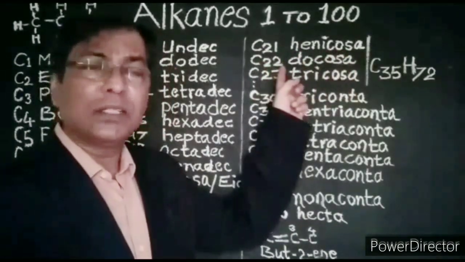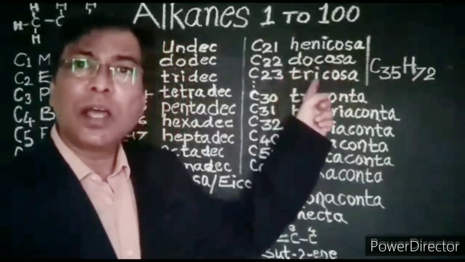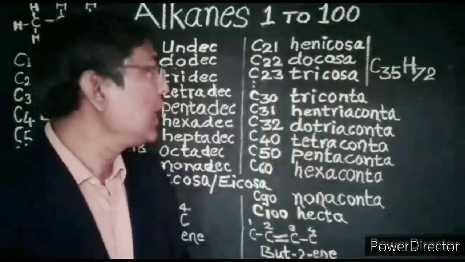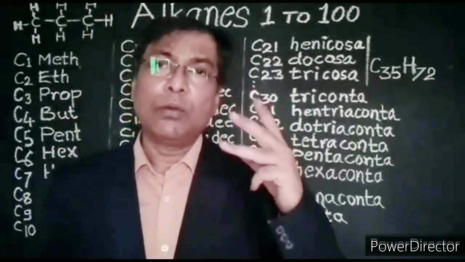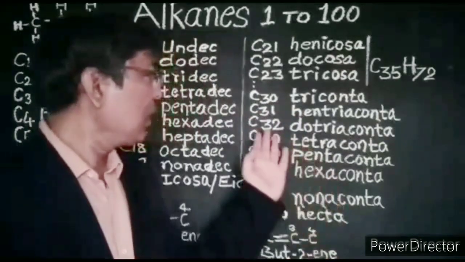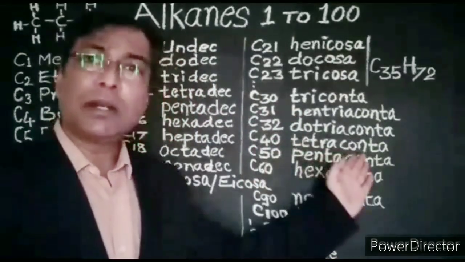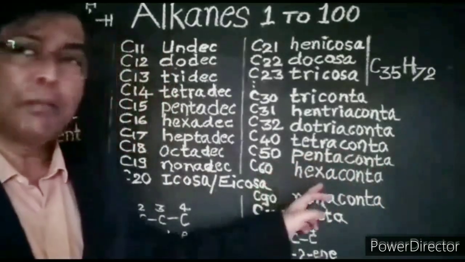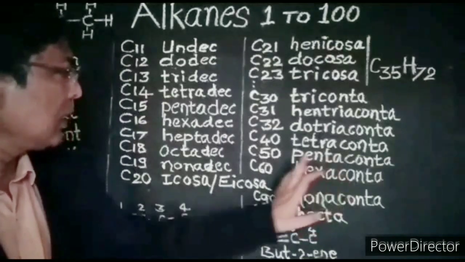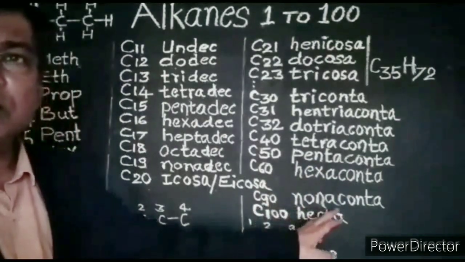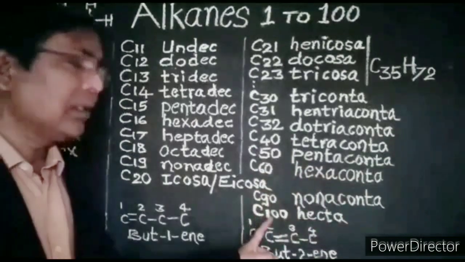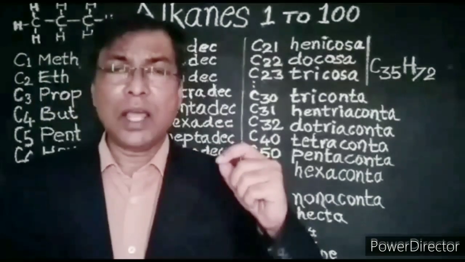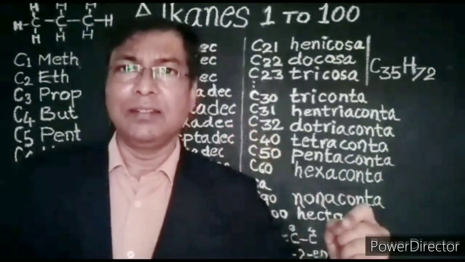22 carbon atoms present in a straight chain, it is called docosa. 23 carbon atoms, tricosa. If 30 carbon atoms are present in a straight chain, it is called triconta. Tri means 3, conta means multiplied by 10. When 40 carbon atoms are present in a straight chain, it is called tetraconta. 50 carbon atoms, pentaconta. 60 carbon atoms, hexaconta. 90 carbon atoms, nonaconta. 100 carbon atoms when present in a straight chain, it is called hecta. An alkane with 100 carbon atoms is called hectane.